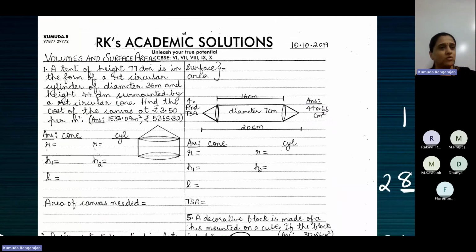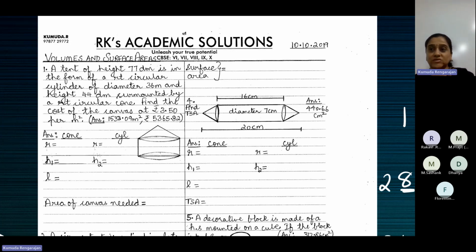Since we have all the values in meters, all our radius, height, everything, we'll get the area in meter square. Multiply that area with 3.5 to get the cost of the canvas. 1 meter square of canvas is 3 rupees 50 paise. Supposing you got 100 meter square, how much? Multiply by 3.5 to get the cost of the canvas.